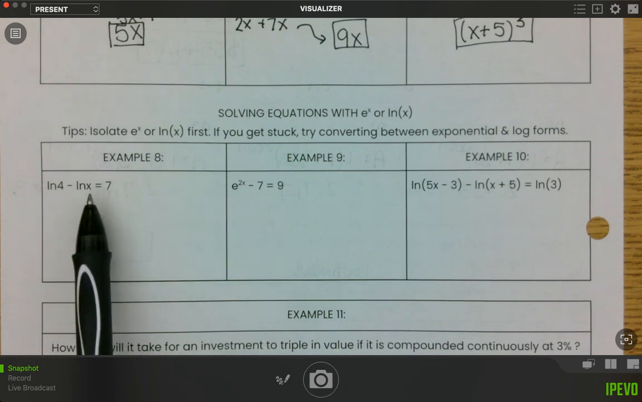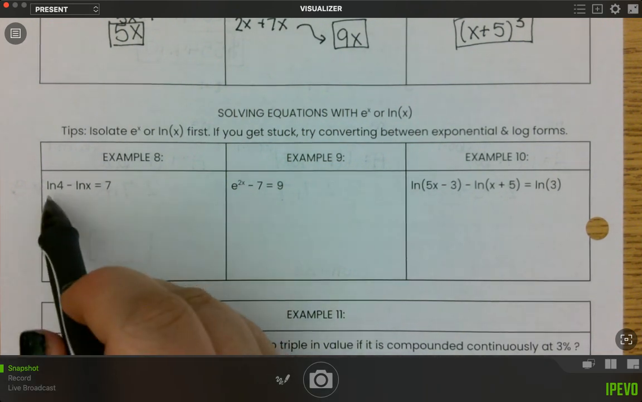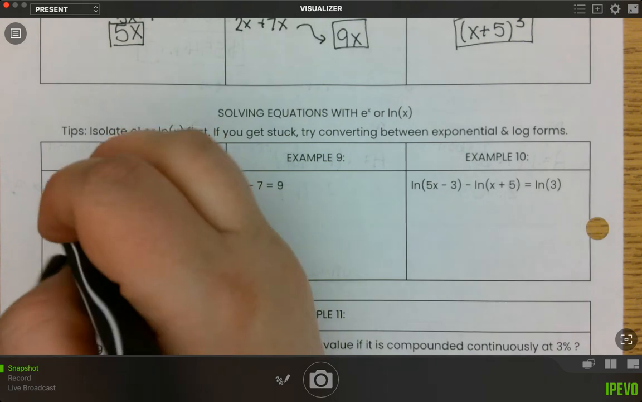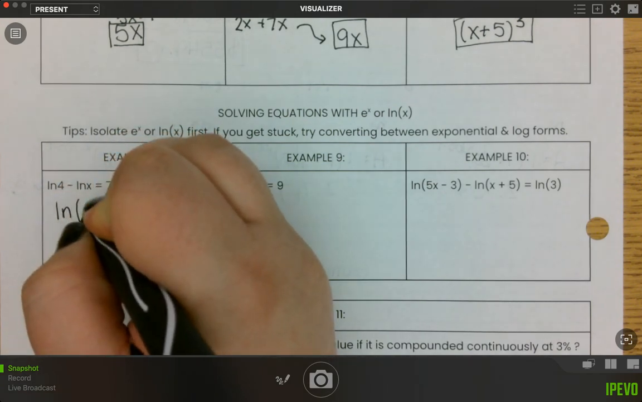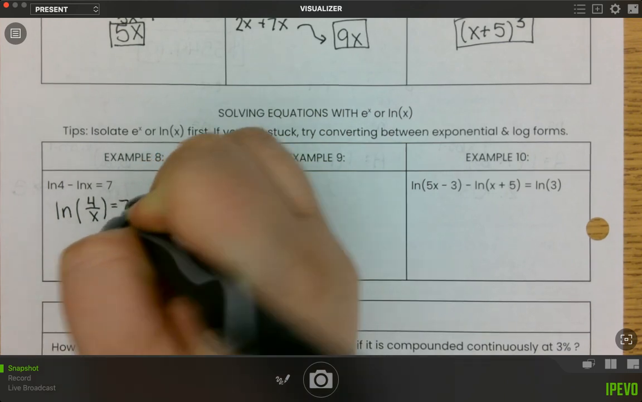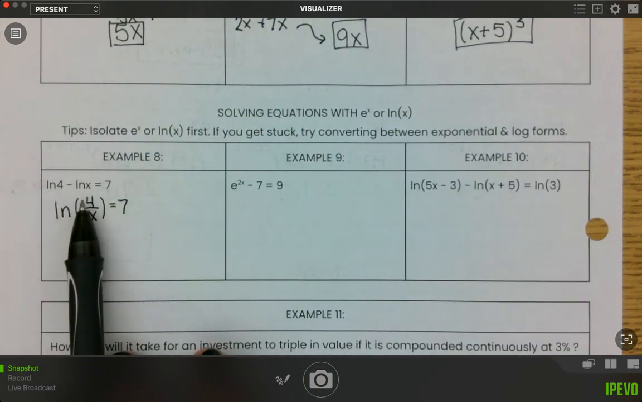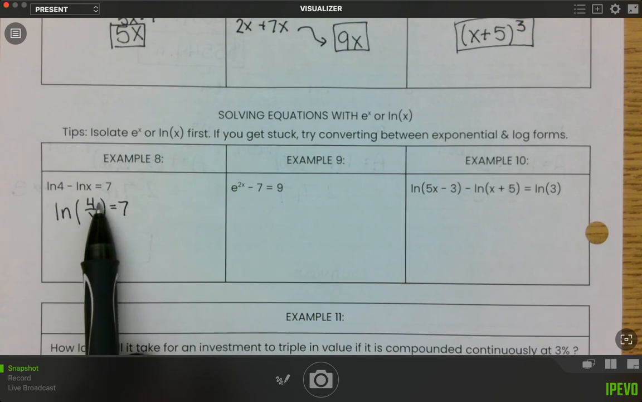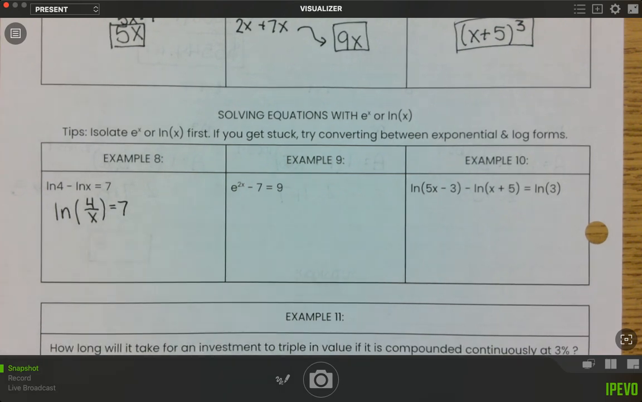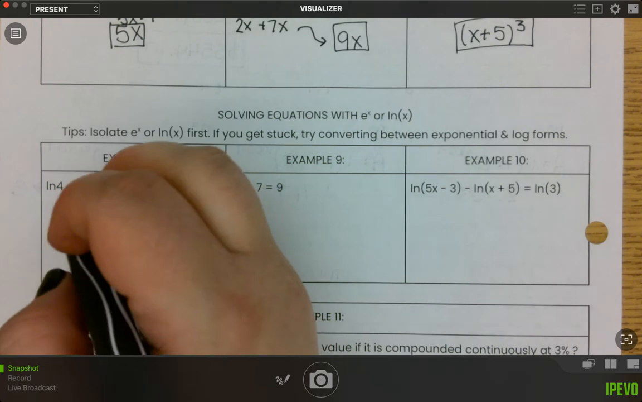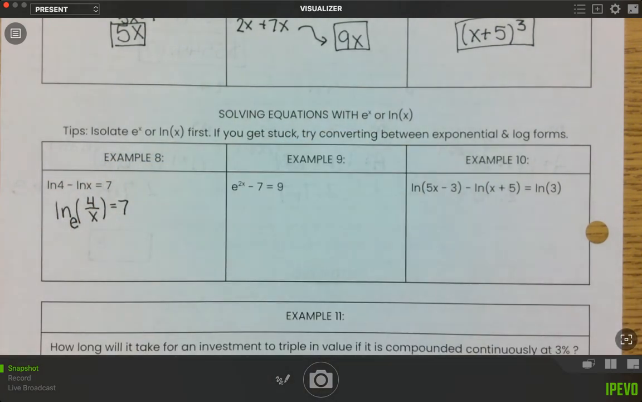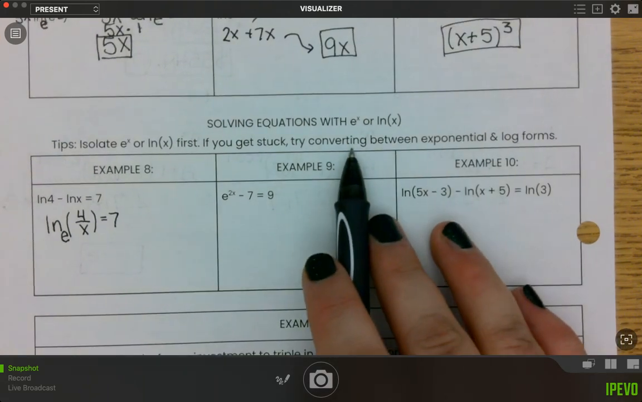So for example, on 8, we want to put these two together. So that's going to become the natural log of 4 divided by x, because when you are subtracting two logarithms, you can combine it into one by dividing the two insides. Then I'm going to give it the base of e back for a second, because there's always that imaginary e whenever it says ln for the natural log. And we're going to convert to exponential form.